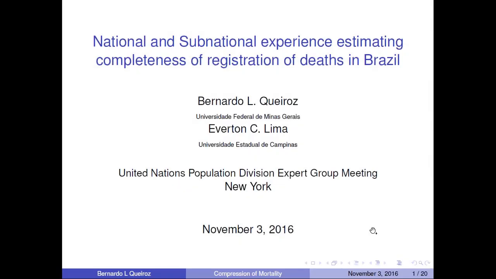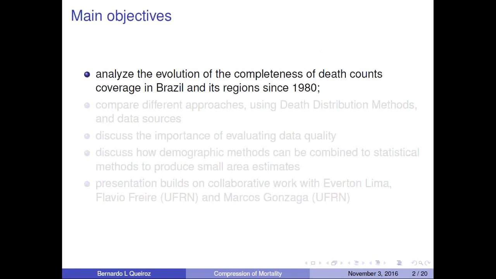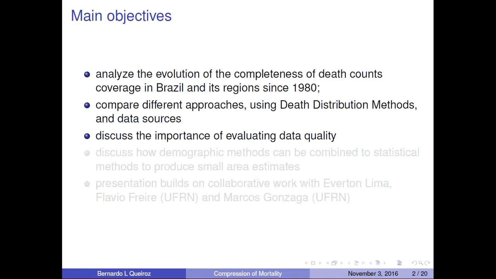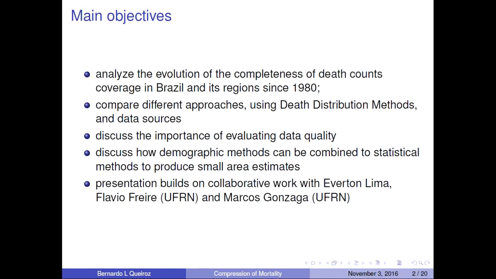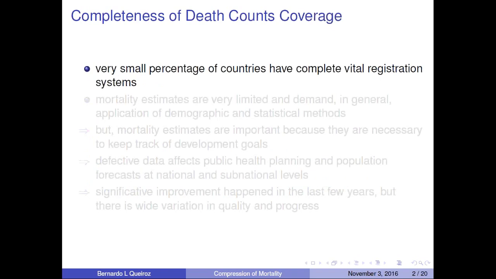So, this is joint work with Everton, and the main idea we have here is to analyze the completeness of death count coverage in Brazil and its regions in 1980. We compare different approaches using death distribution methods and data sources, and then some discussion on the importance of evaluating data quality, and also in the end some discussion on how demographic methods can be combined with statistical methods to produce small area estimates. So this is just a brief discussion, and this builds on a lot of work with Everton, Flávio, and Marcos with him.